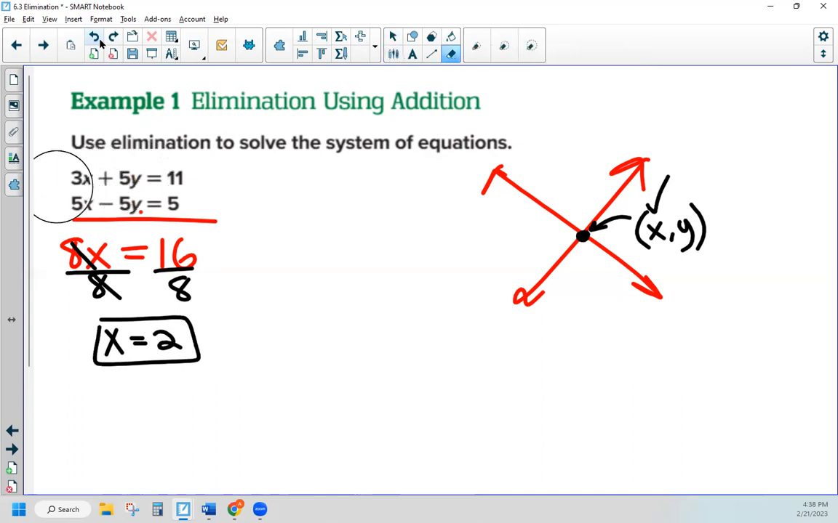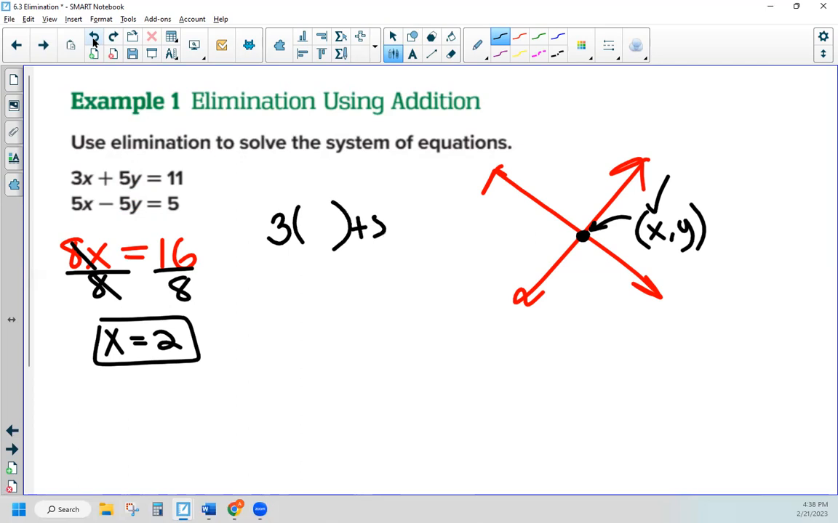You know that x is 2. Go ahead and plug that back into any of your original equations. You can use the bottom one or the top one. It does not matter. You can actually do both and notice that it is the same for both of them. Just for whatever reason, I'm going to choose the top one, which looks like this: 3 times blank plus 5y equals 11.